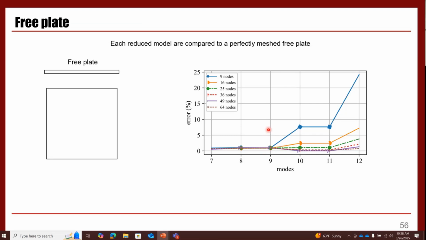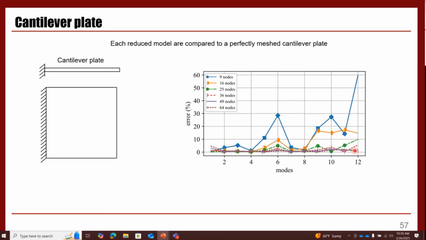For the free plate, the 9-node plate exceeded the 10% allowable error for this work. So only the rest, 16, 25, 36 to 64, fall under the 10% allowable error. And then we also modeled the plates as a cantilever plate for all the reduced models and compared them to a perfectly meshed cantilever plate. In this case, the 9 and 16 nodes were already out of the 10% allowable error. So we only have 25 to 64 in the allowable error.